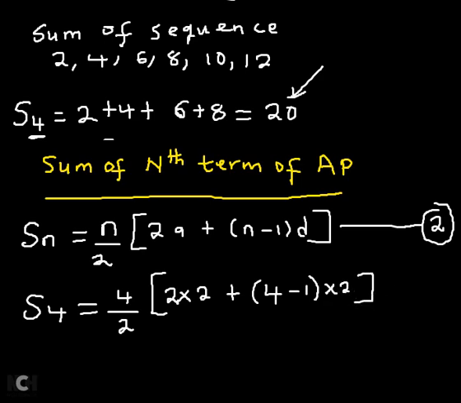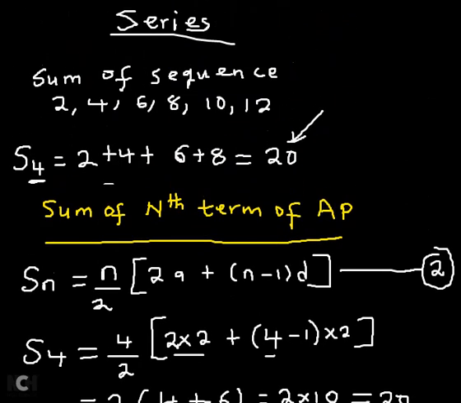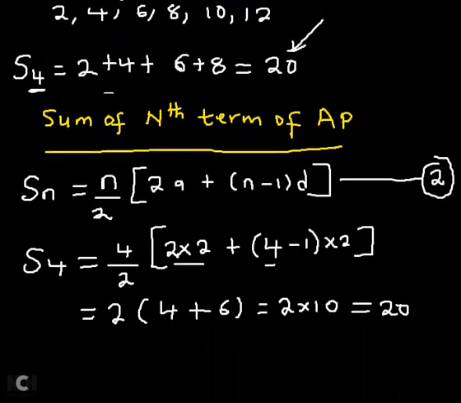Okay, so let's evaluate that. Of course, 4 divided by 2 gives me 2. Then I have the bracket open. 2 times 2 is 4. Then, of course, 4 minus 1 is 3, and 3 times 2 is 6. So 4 plus 6 is 10. So I'm going to have 2 times 10, which of course is 20. This confirms that this formula is valid for finding the sum of the nth term of an AP.